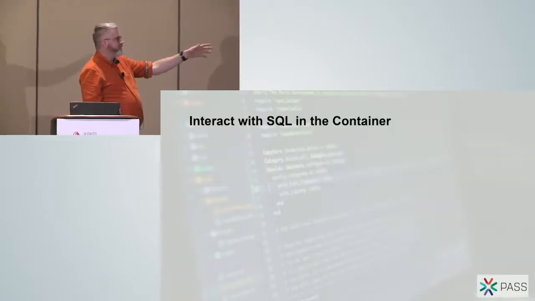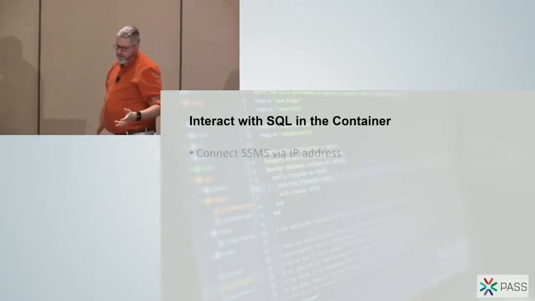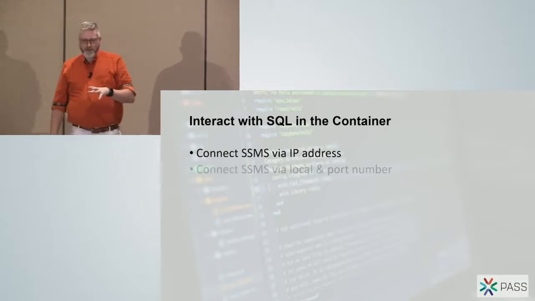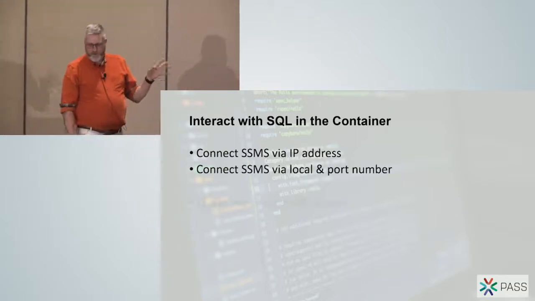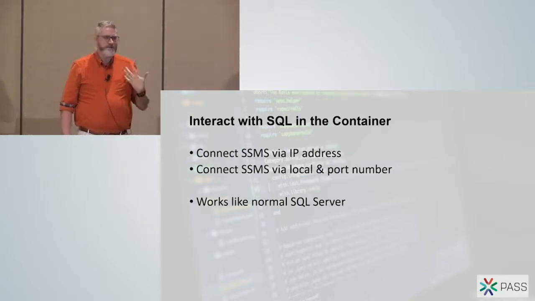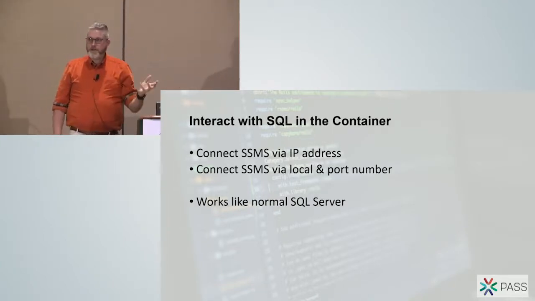And then once we get this set in here, I also want to show how we interact, how we actually log in and connect to a SQL Server. So we'll use SSMS for this, and I want to connect with the IP address. I'm going to connect with the local port and port number. What's really cool is that once you do that, once you're connected, it's a regular SQL Server, essentially. Now, which image you decide to use determines what features you have available, and how you decide to configure your SQL Server.